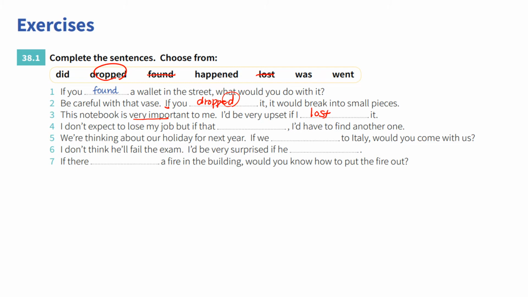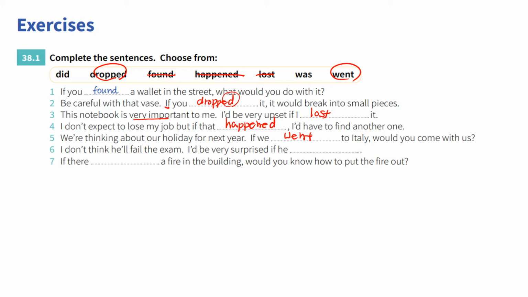Number 4: I don't expect to lose my job, but if that happened, I'd have to find another one. Number 5: We are thinking about our holiday for next year. If we blank to Italy, so it's just like going, right? So use went. If we went to Italy, would you come with us?